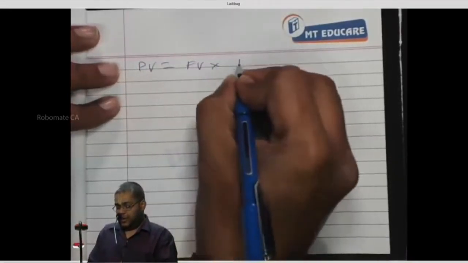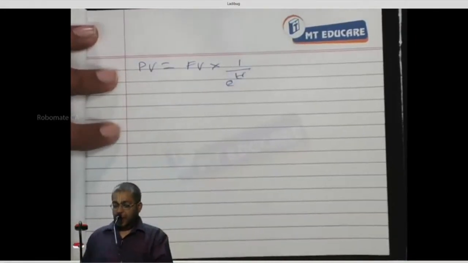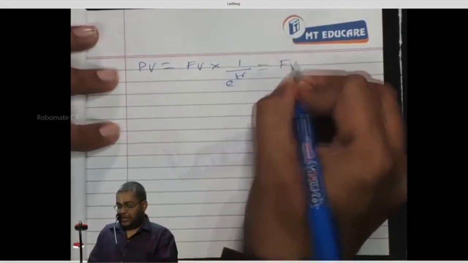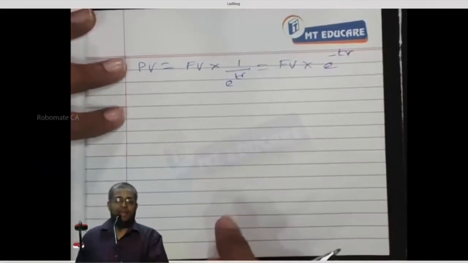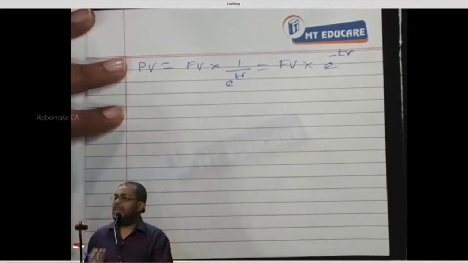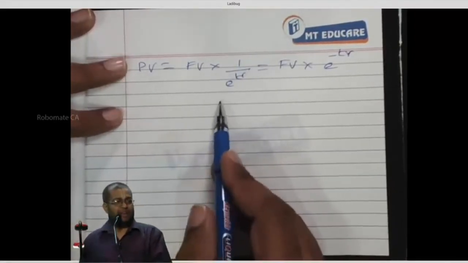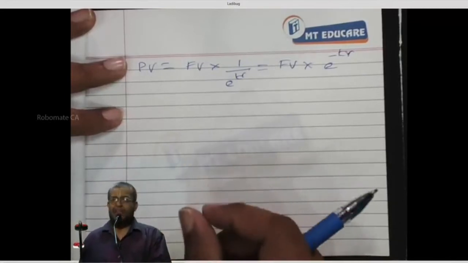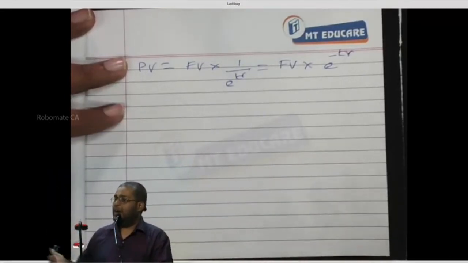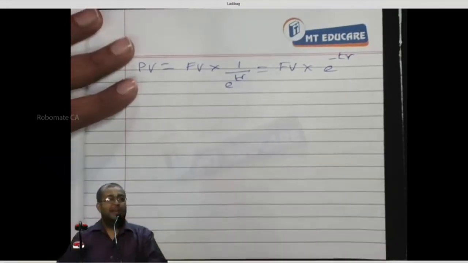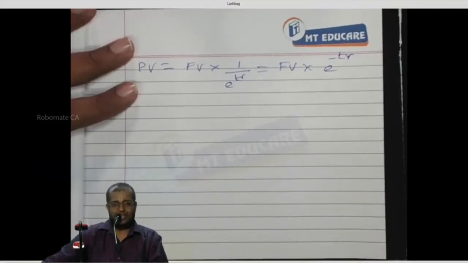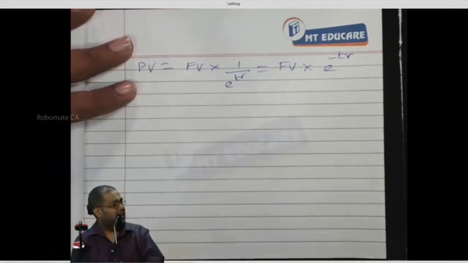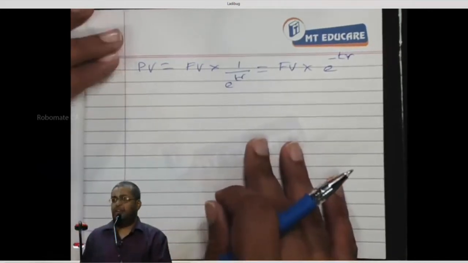Future value into 1 by e power tr. How books represent present value is future value into e power minus tr, because 1 by x is nothing but x power minus 1. So 1 by e power tr can be written as e power minus tr. A number raised to a minus power is nothing but the inverse. X power minus 2 is 1 by x square. Like that, 1 by e power tr is e power minus tr. That is the calculation part. That's how one should calculate the present value. Can you proceed or not?